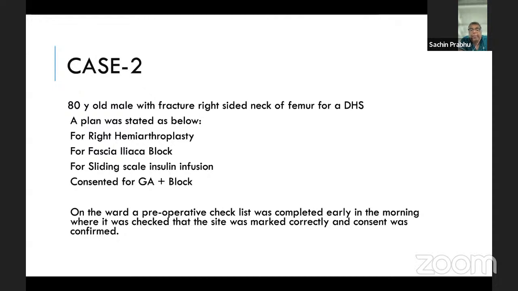Patient was going to have a right hemiarthroplasty, was consented for a right fascia iliaca block with a GA, and the patient was a diabetic, so we put some insulin as a sliding scale. So they came with a pump effectively. On the ward, a preoperative check was done.